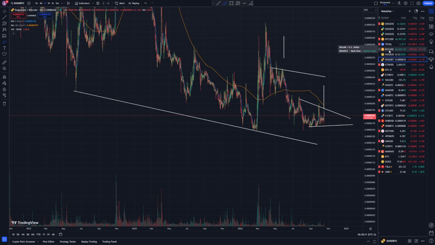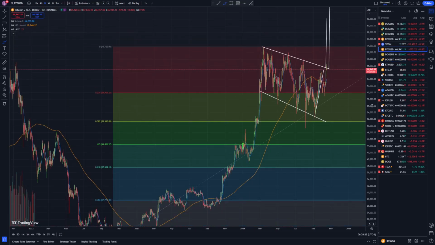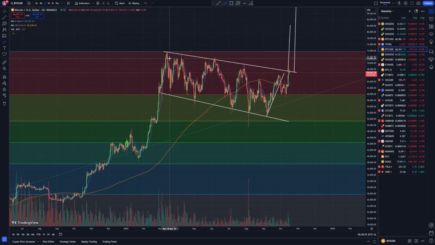Let's take a look at Bitcoin real quick too. Yeah, this is what I was looking at yesterday. We have resistance, and it looks like we're getting a little bit of resistance right here again. Let's see what happens on Bitcoin, because Bitcoin's going to usually lead the way. And then we have support.